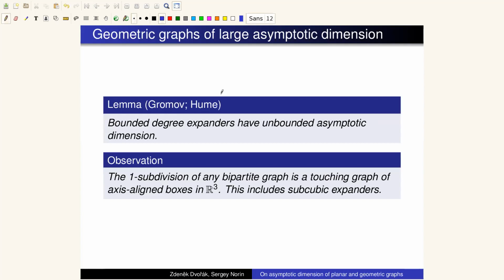I mean, it's fairly easy to argue that expanders with bounded maximum degree have unbounded asymptotic dimension, and there are some fairly natural geometric graphs which enable you to represent expanders. So, for example, if you take touching graphs of axis-aligned boxes in 3 dimensions, you will be able to represent arbitrarily large subcubic expanders in this way, and therefore the touching graphs of axis-aligned boxes in 3-dimensional space have unbounded asymptotic dimension.